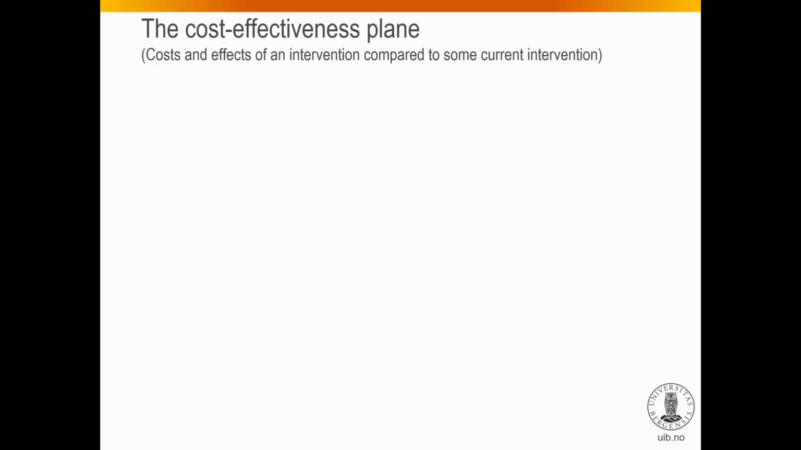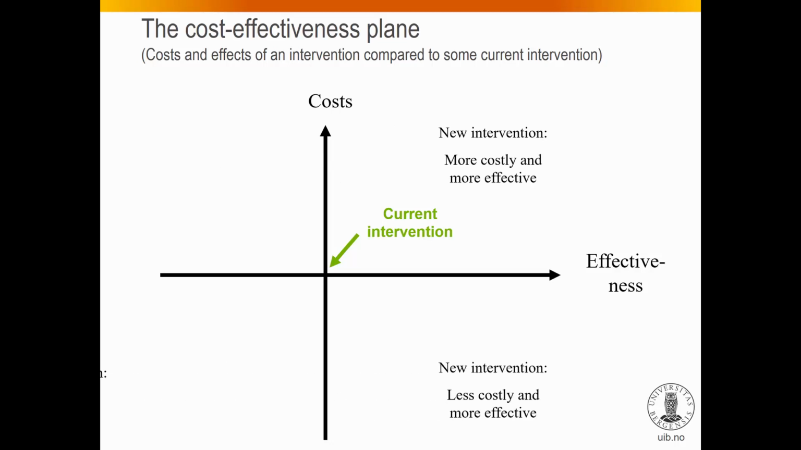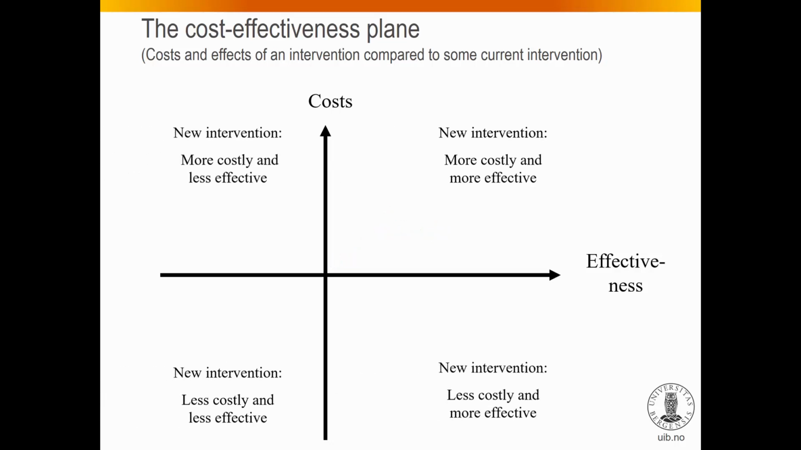Let's look at this graphically, and we can use a cost effectiveness plane for this, where we put costs on the y-axis and effectiveness on the x-axis. Usually we put the comparator as the current intervention, and we put it in the origin, and then we compare intervention alternatives to this one, and they can be more or less costly and more or less effective in this way compared to the current intervention. Sometimes the decision is really easy.